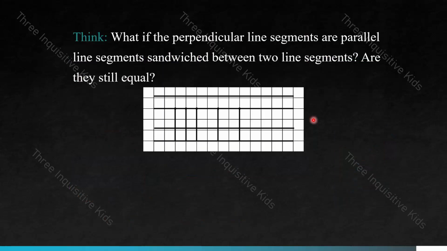What if the perpendicular line segments are parallel line segments sandwiched between two line segments? Are they still equal?